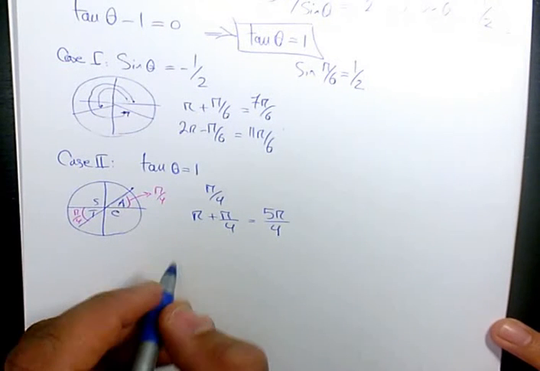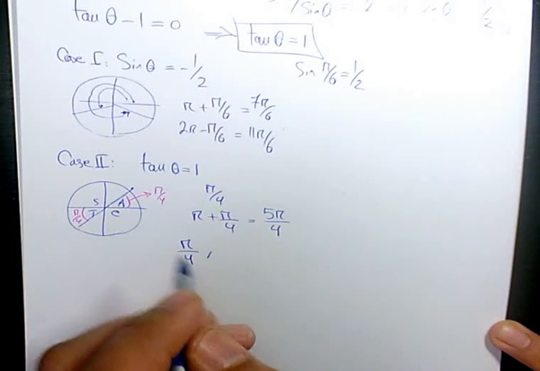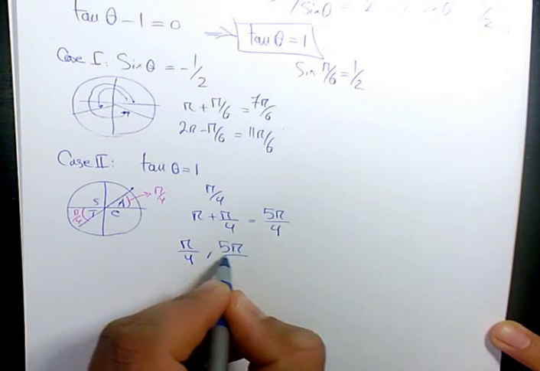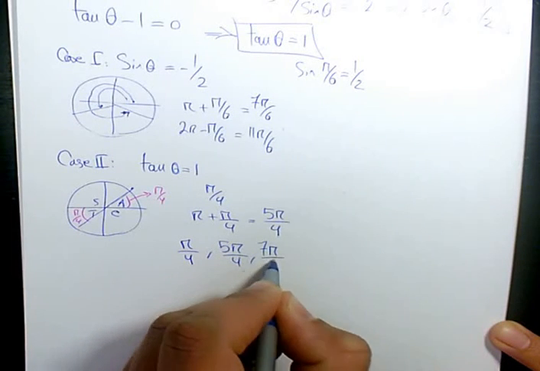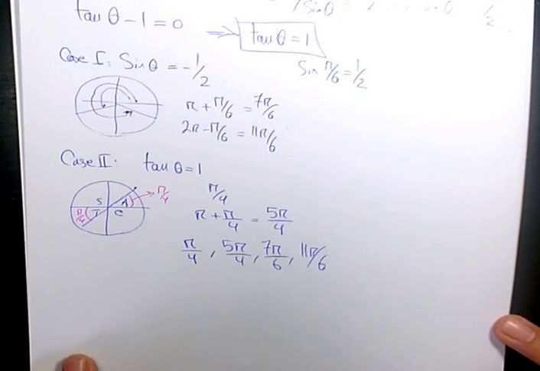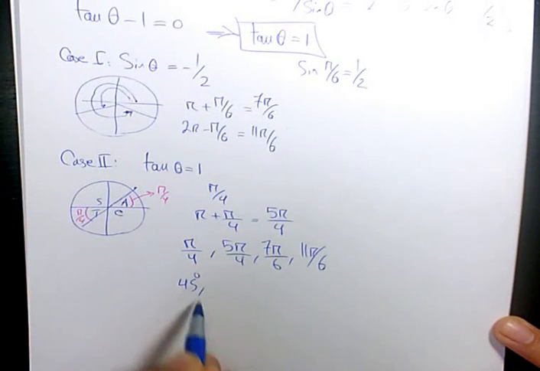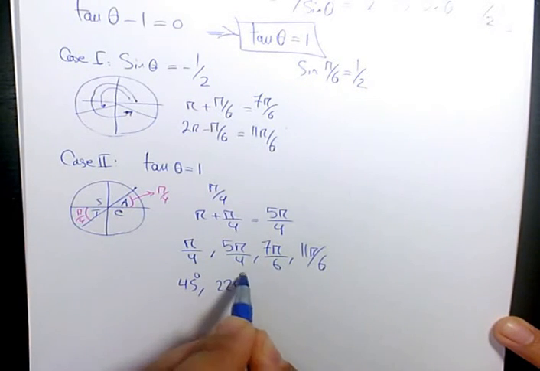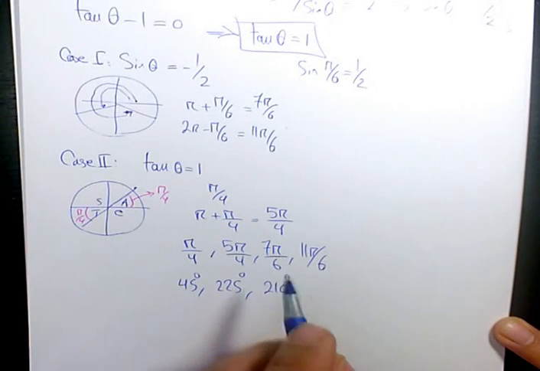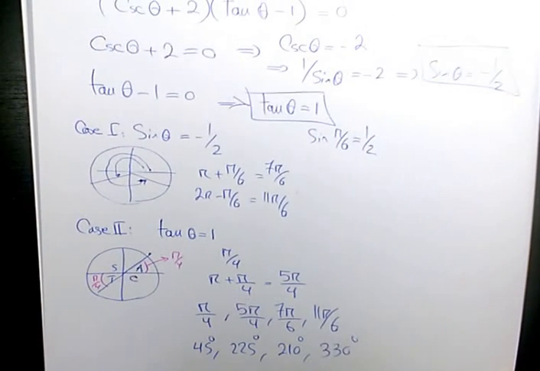So we have four answers: pi over 4, 5 pi over 4, 7 pi over 6, and 11 pi over 6. These are the four answers. If you want, you can write them in terms of degrees as well: 45 degrees, 225 degrees, 210 degrees, and 330 degrees. So these are the four answers to this question.